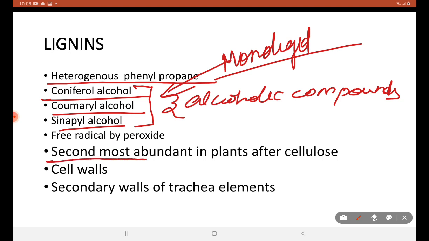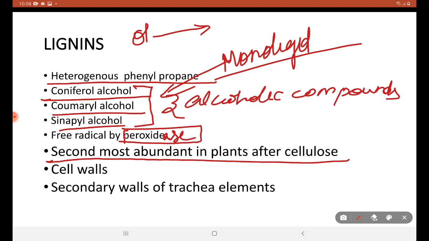It is the second most abundant in plants after cellulose. Biosynthesis of lignol is not understood. It is believed that these alcohols are oxidized into free radicals by peroxidase. Peroxidase is the enzyme involved.